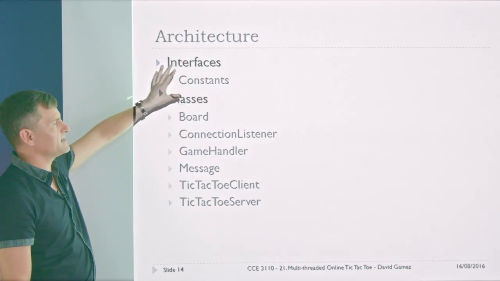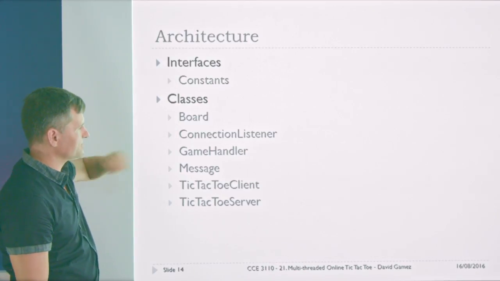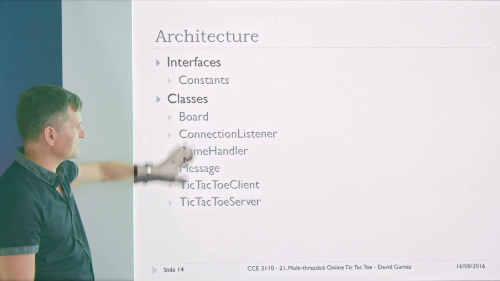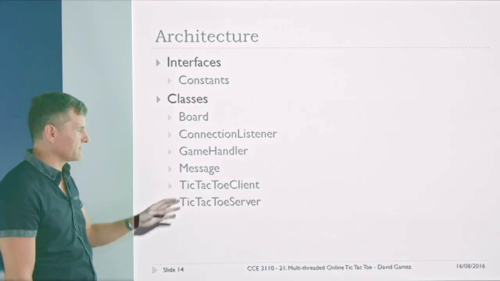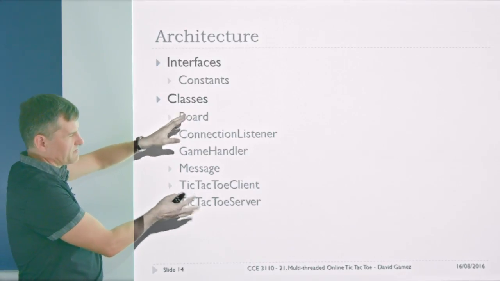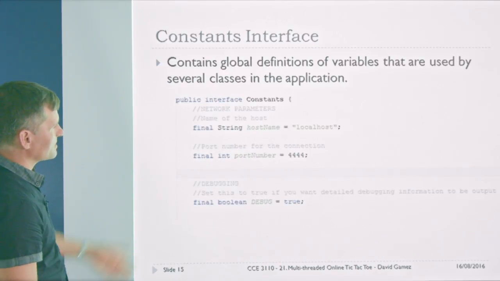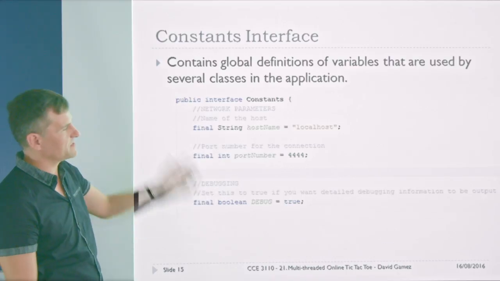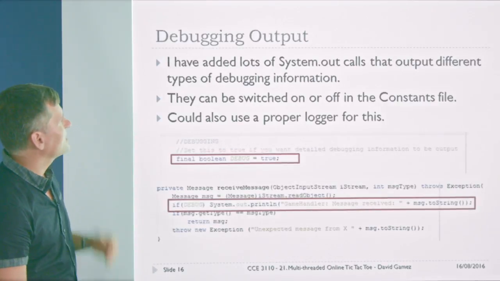So we've got the same interface defining all the things that don't change throughout the program. We've got the board class that doesn't change. And then we've got these connection listener, game handler, message, tic-tac-toe client, and tic-tac-toe server. So this is the more complex bit with multiple threads and multiple games and so on. So the constants interface is kind of similar. The first bit's pretty similar. I'll talk about the meaning of this in a little bit.